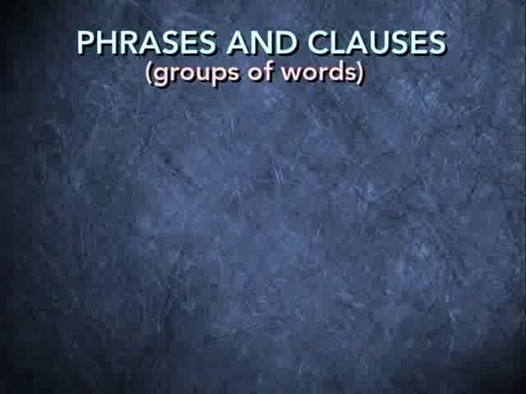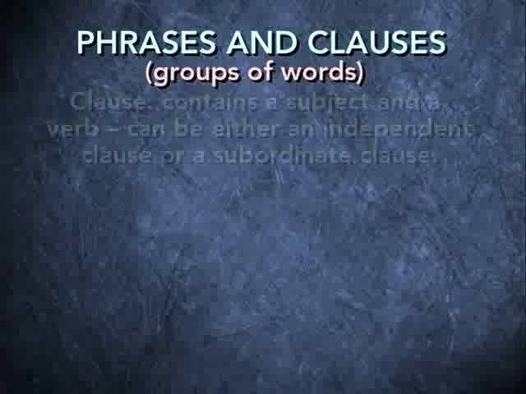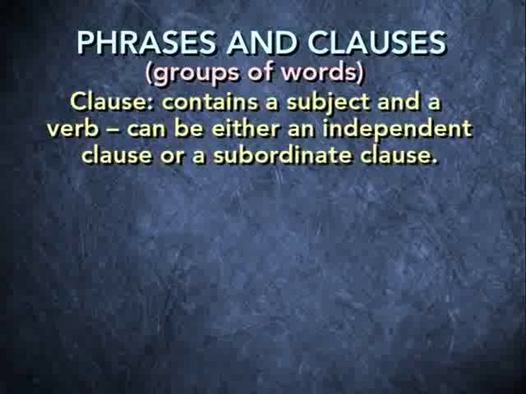So far, we've been talking about the use of single words as modifiers, namely adjectives and adverbs. Sometimes groups of words can be used as modifiers, specifically phrases and clauses. Now, if you've watched the program in this series that deals with sentence structure, then you're familiar with phrases and clauses. Both phrases and clauses are groups of words. The main difference between them is that a clause contains a subject and a verb.